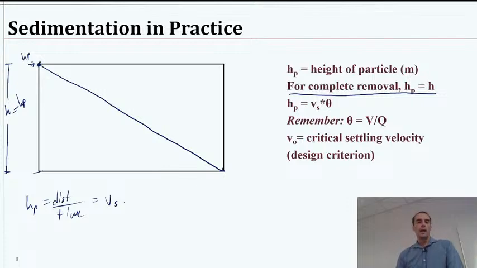Now, time would be hydraulic residence time. How long is the water in the system, right? So the distance it has to travel is the height of the reactor. At this point, I'm just going to call it h, for the height of the reactor, divided by theta, theta being our hydraulic residence time, which is the volume over the flow rate.